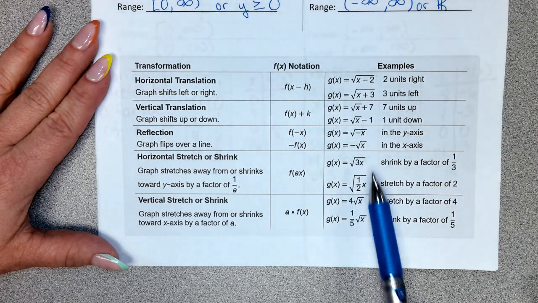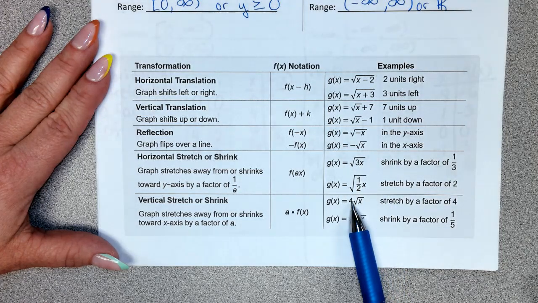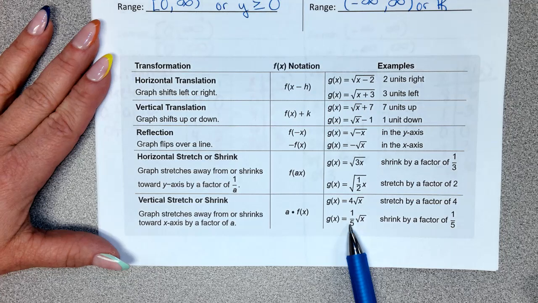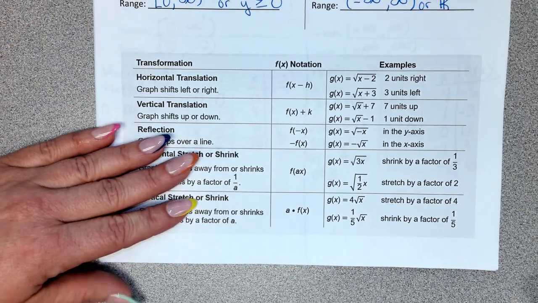Your horizontal stretch and shrink are inside the radical, your vertical stretch and shrink are outside the radical. So all of your transformations are in relation to the radical. So let's do some practice problems.